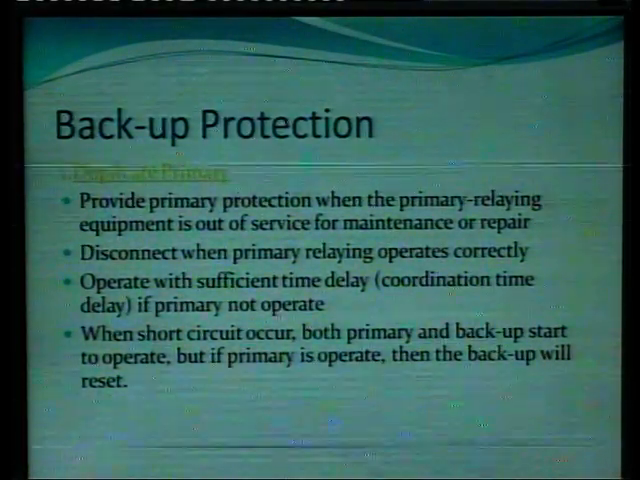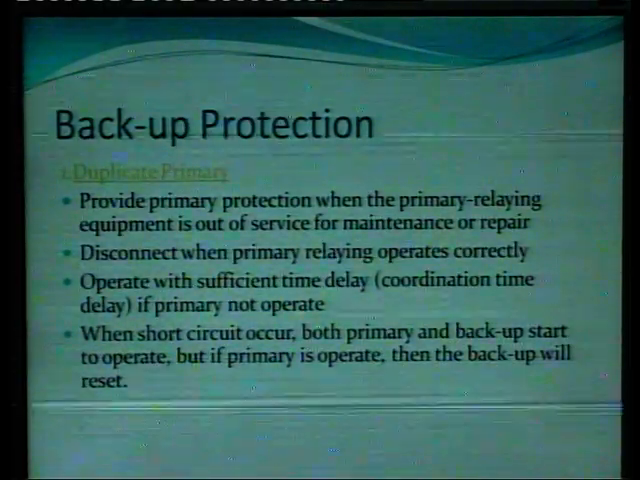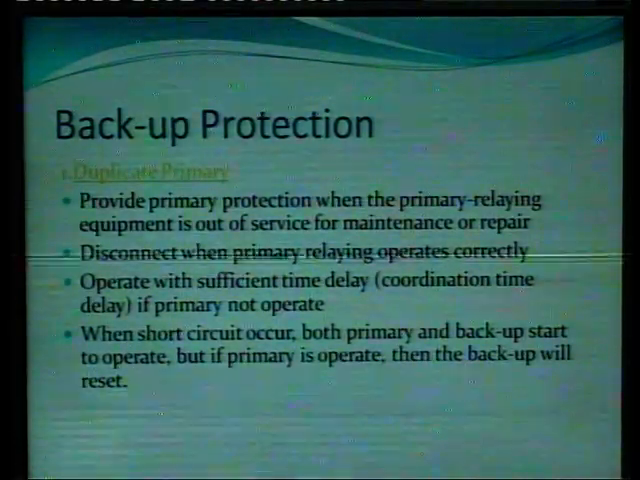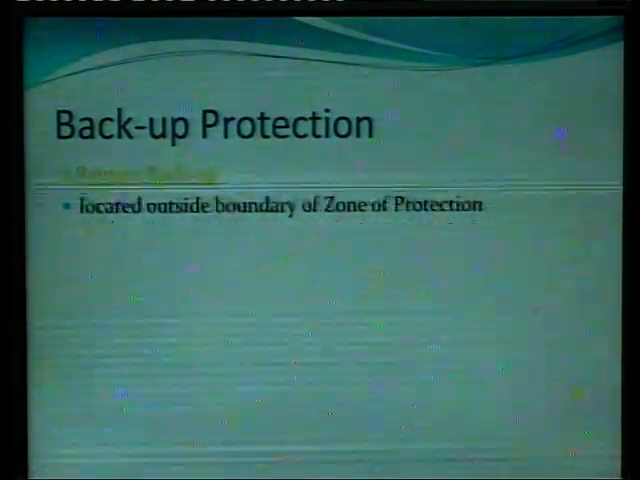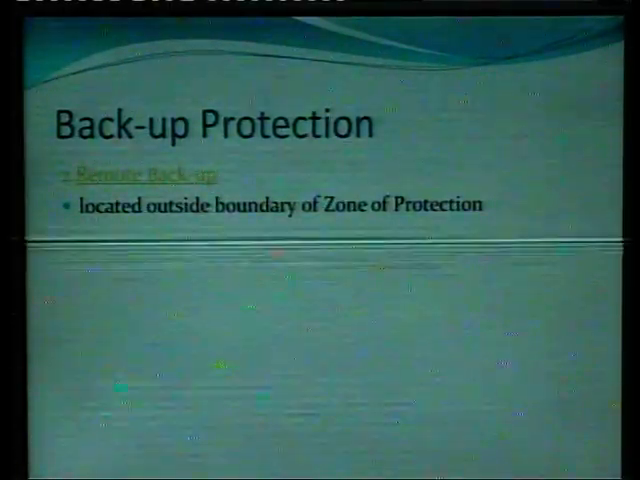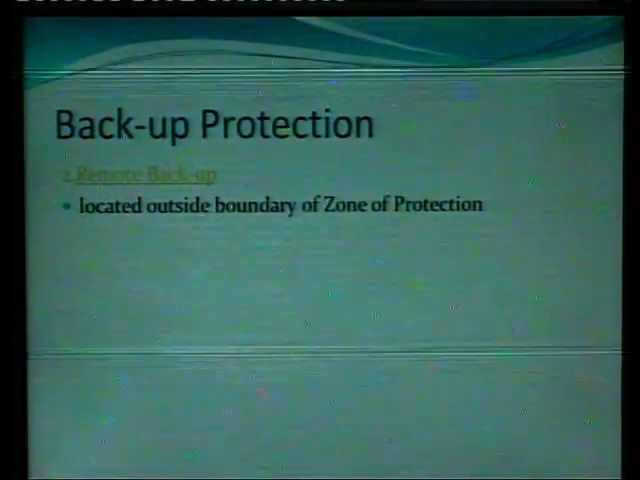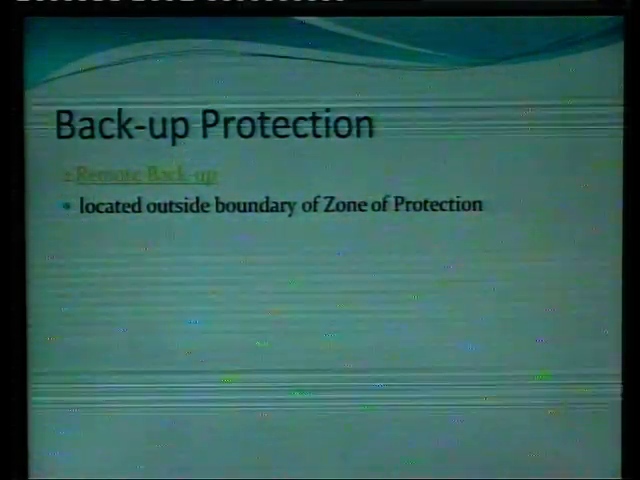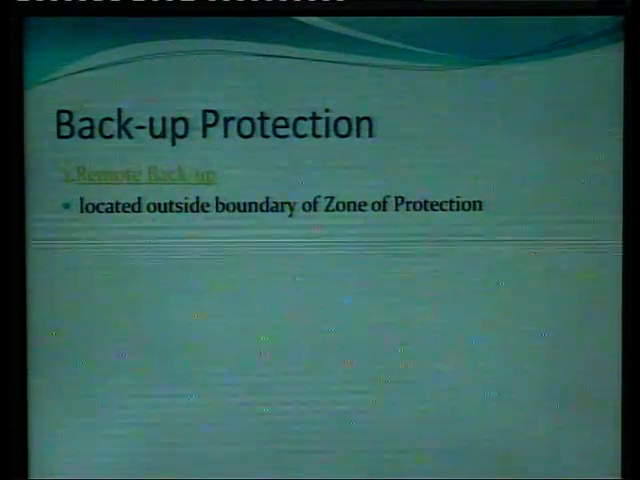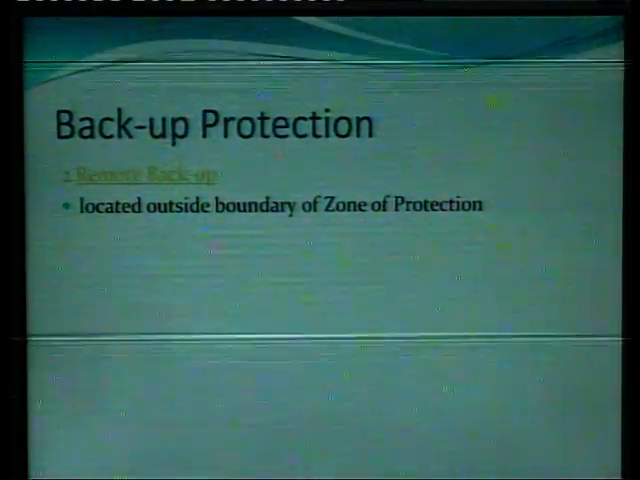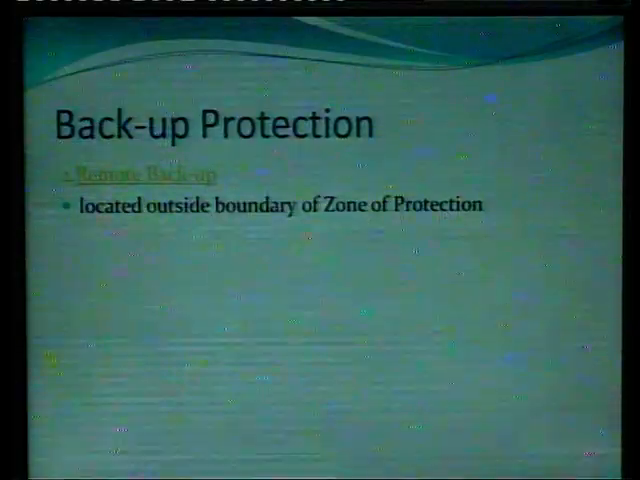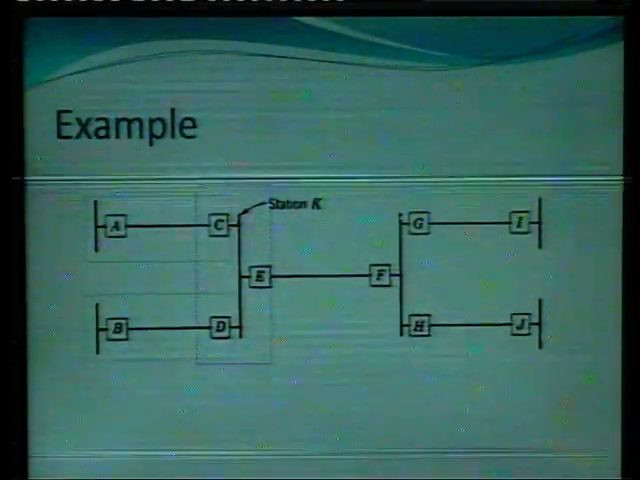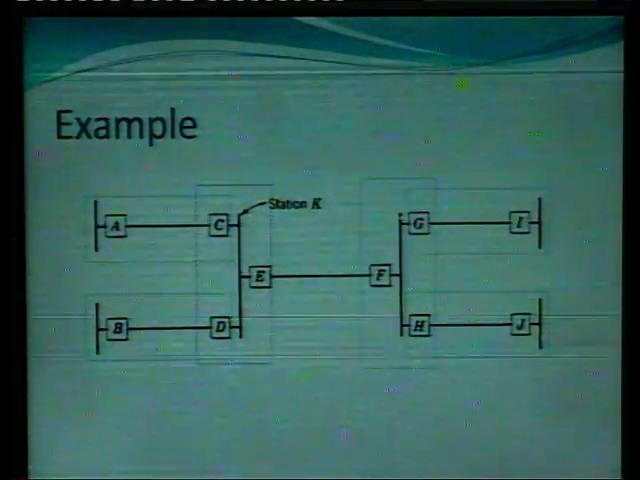Now, when the short circuit occurs, both primary and backup start to operate, but if the primary operates, then the backup will reset. The second type of backup protection is remote backup protection, and it is located outside the boundary of the zones of protection, and it will operate when both the primary protection and primary backup protection fail to operate. Now, see again examples.